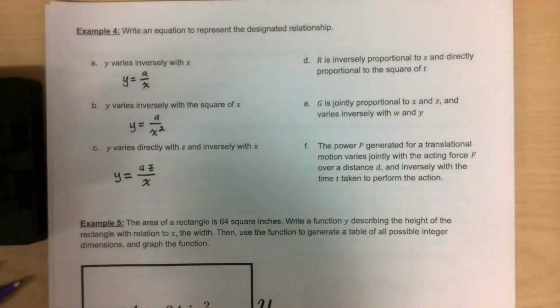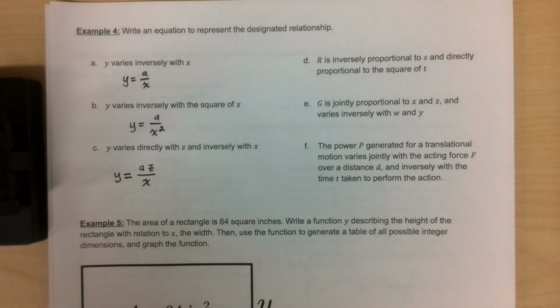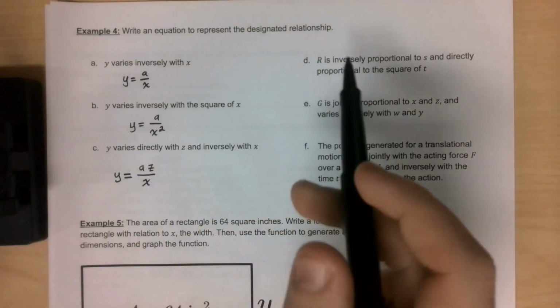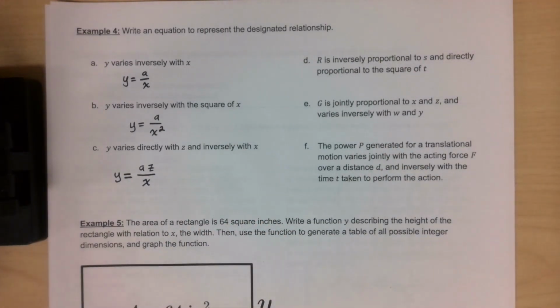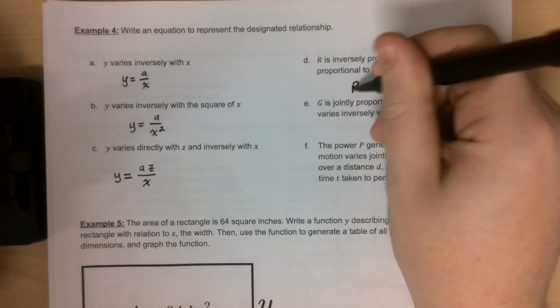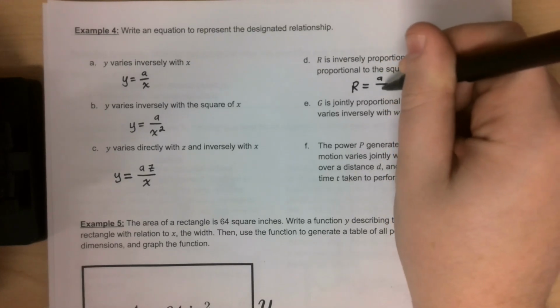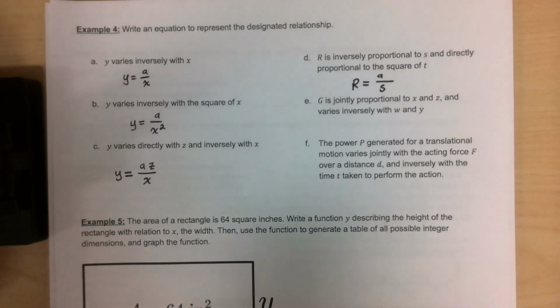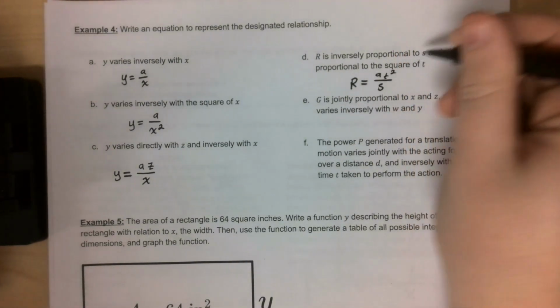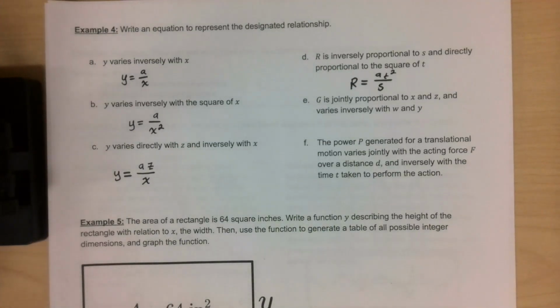Now we're going to start getting into some trickier ones. We're not using x and y's anymore. We're using actual physics formulas. So if you're taking physics right now, you might see some of these. R is inversely proportional to S, which is another way of saying it varies inversely, and is directly proportional to the square of t. If R is inversely proportional to S, we know we can write it as R equals A over S. But it's also directly proportional to the square of t. So it should be A times t squared. R equals A t squared over S.